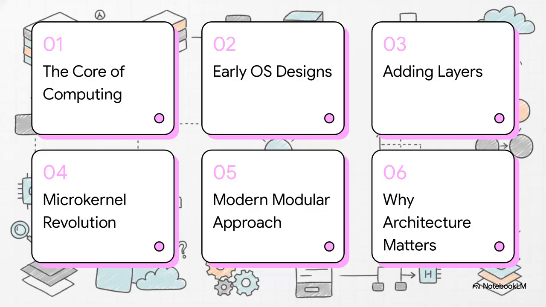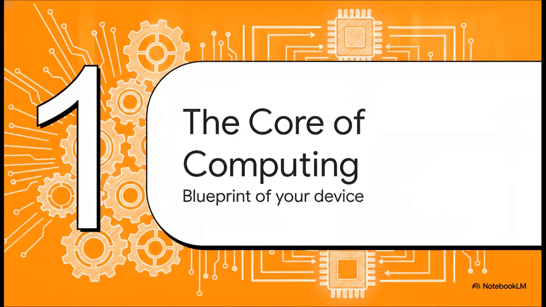Okay, let's dive right in. Here's our roadmap for today. We'll start with the core of computing, move through early operating system designs, and see how engineers started adding layers and organization. Then, we'll hit the microkernel revolution, arrive at the modern modular approach, and finally, wrap up with why OS architecture matters.